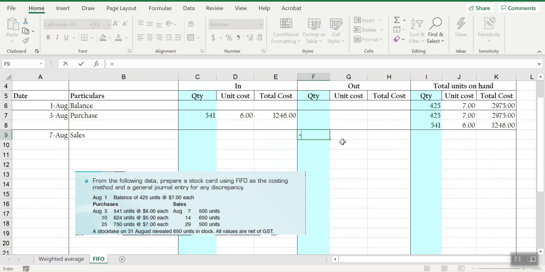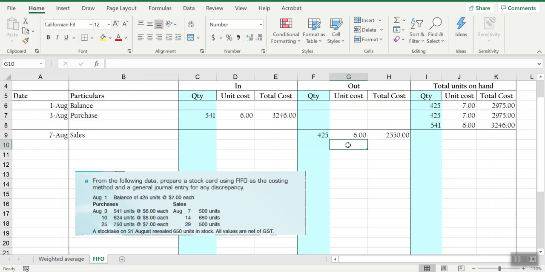425, at $7, and it should equal whatever that's meant to. We've got to make up the difference, so 75 will make that up to the 500. Oops, that should be the $6, sorry. And that's the 6.